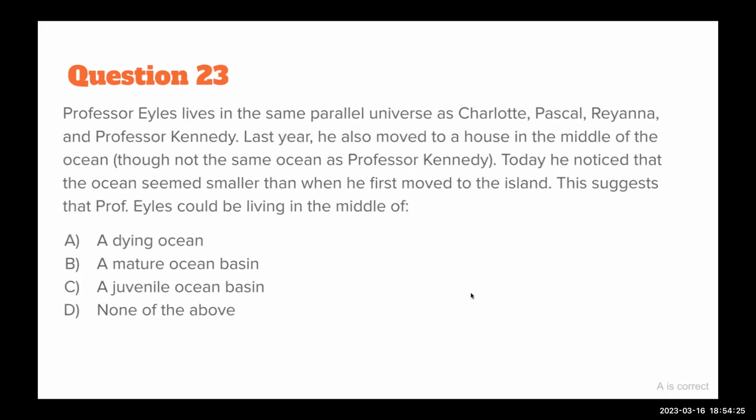Last question, Professor Isles, we miss him dearly. Moved to a house in the middle of the ocean. Today he notices that the ocean's being smaller, so dying ocean. There you go. All right, and we just made it.